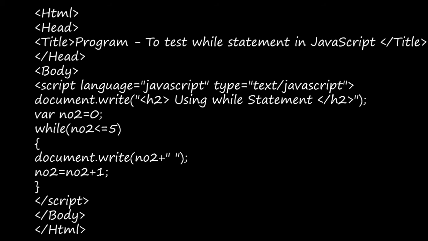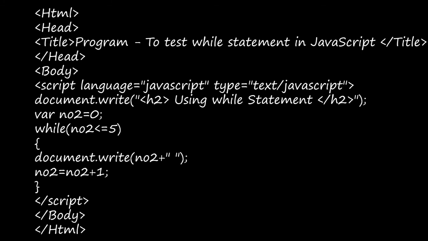Okay, variable no2 is equal to 0. The value is assigned as 0. no2 is a variable and the value of no2 is 0. And here, while no2 is less than or equal to 5, document.write no2 will be displayed there, right? no2 is equal to no2 plus 1, so each execution will add 1 to it. In the next loop, it will check whether no2 is less than or equal to 5. Till 5 it will come, right?